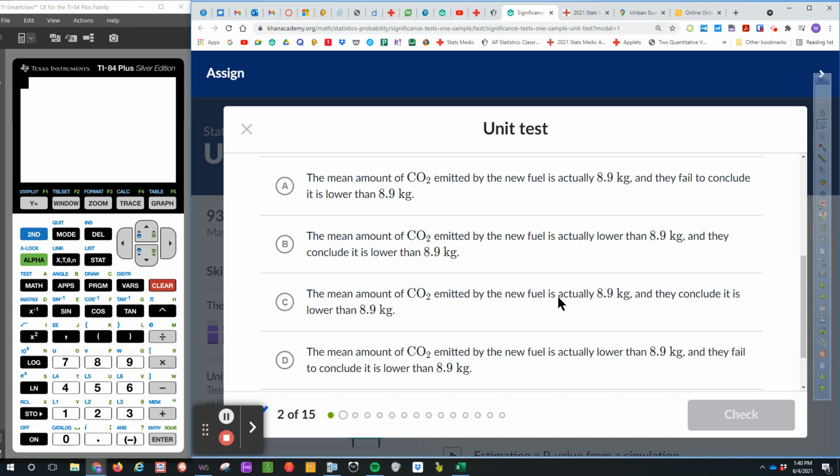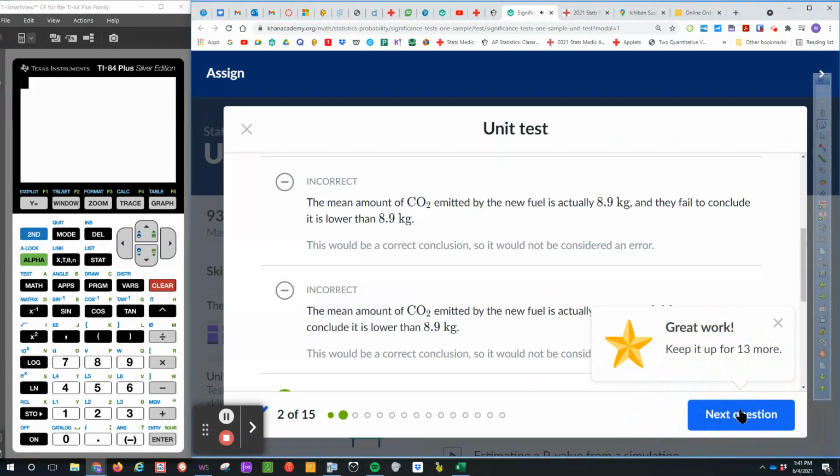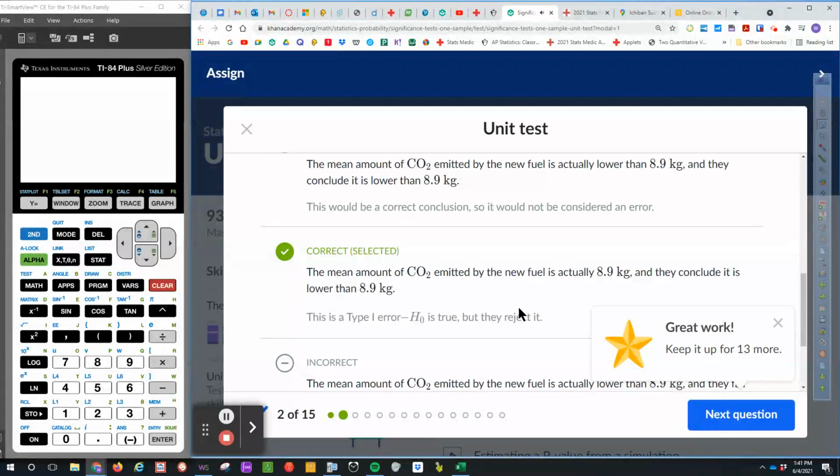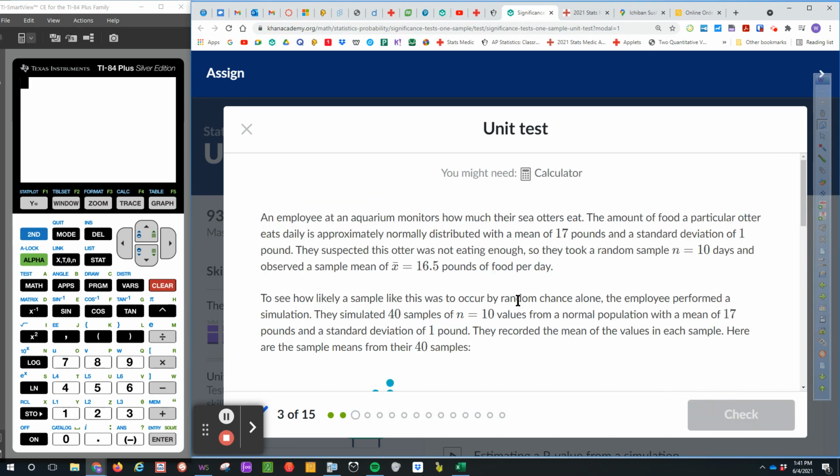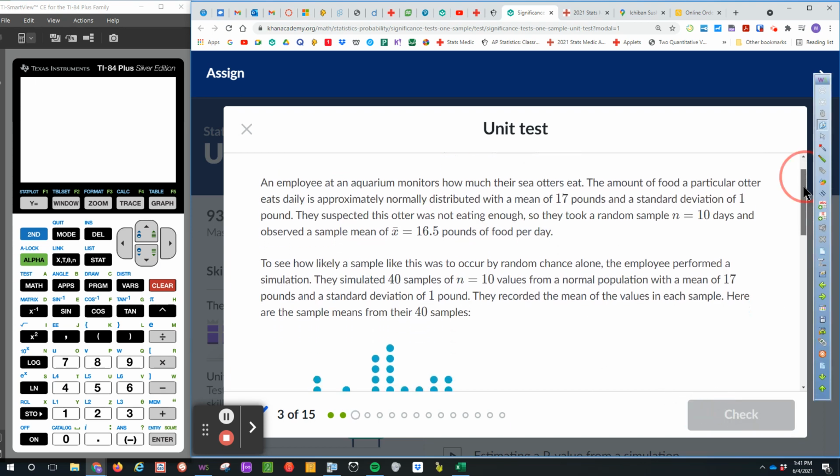All right? And they concluded, okay, so this is it. The mean amount of carbon dioxide emitted by the new fuel is actually 8.9. This is actually true, but they rejected it and claimed that it's lower than 8.9. Okay, so see, this is a type 1 error. So H naught is true, but they rejected. Okay, so let's go to the next one.